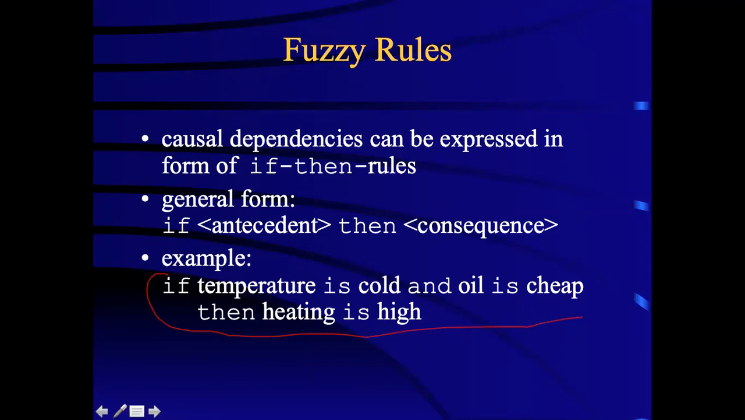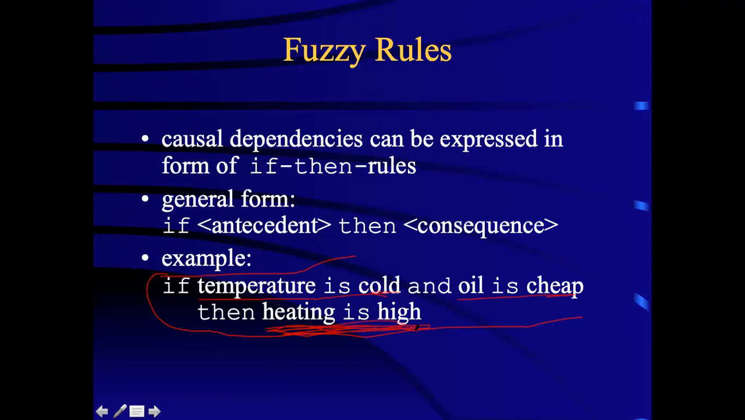And what is this fuzzy rule saying? It's saying that if the temperature is cold, oil is cheap, then heating is high. Okay, then heating is high. So what is this representing? Temperature is cold. This is representing a linguistic description of temperature. Oil is cheap, linguistic description of oil prices. Heating is high, that is again a linguistic description of heating.